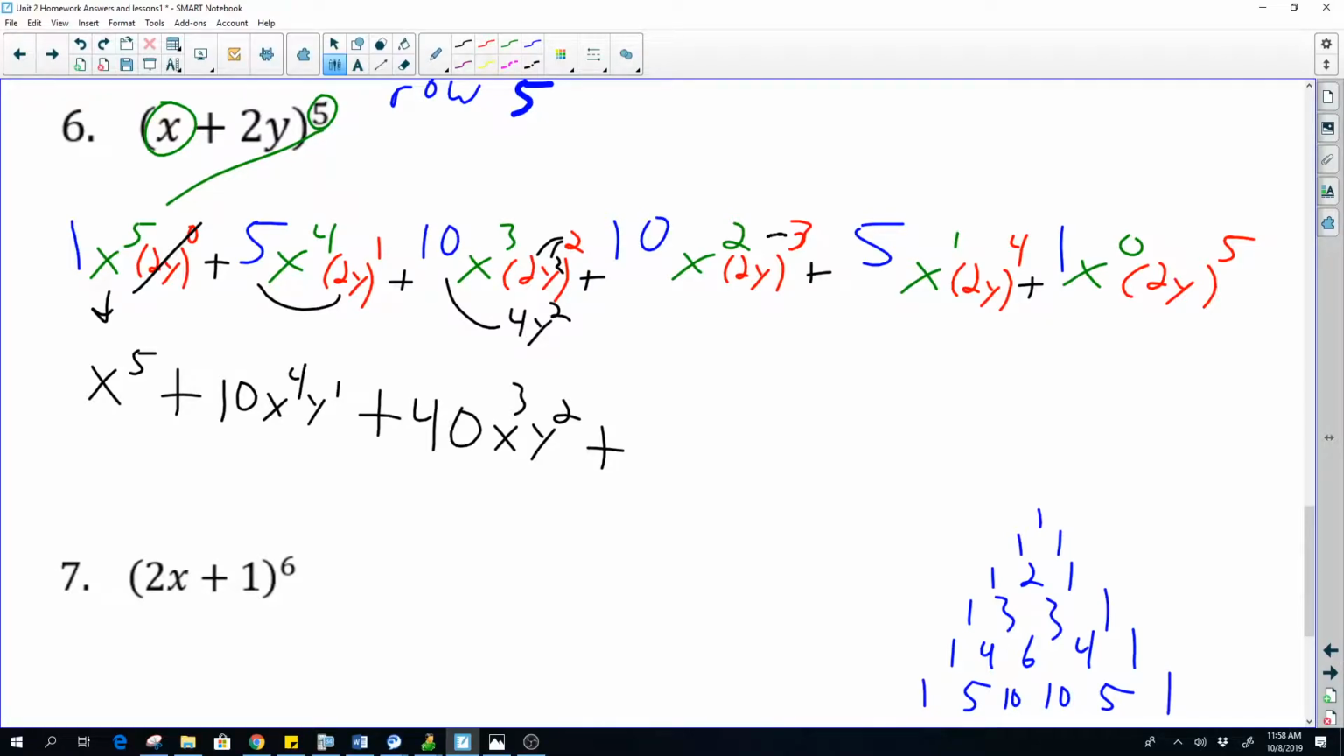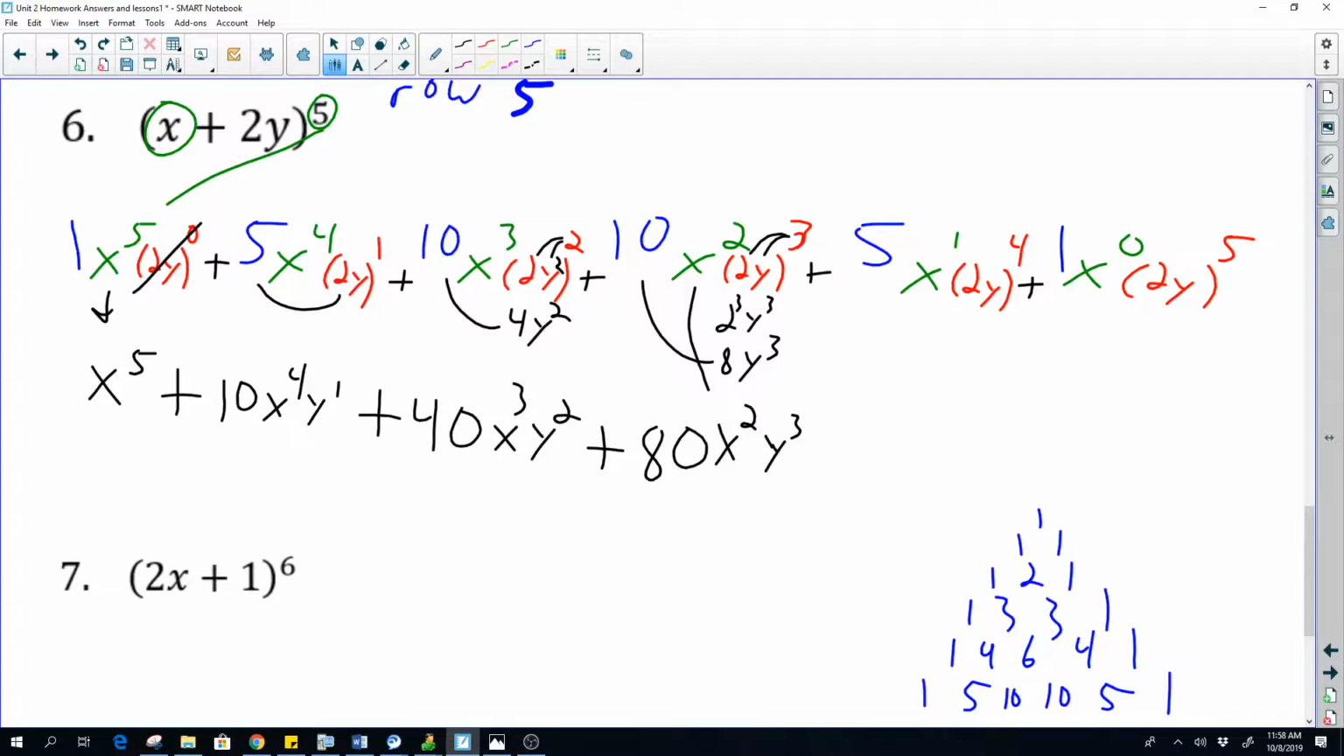Then we have 2y to the 3rd power, which is 2 to the 3rd y to the 3rd, which is 2 times 2 times 2, so 8y to the 3rd power. Then we do 8 times 10, which is 80. Excellent. Then we bring down our x squared, and then our y to the 3rd power. You got this. There we go.